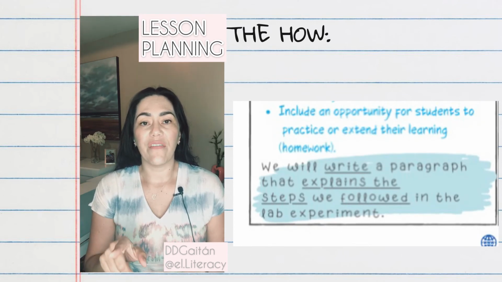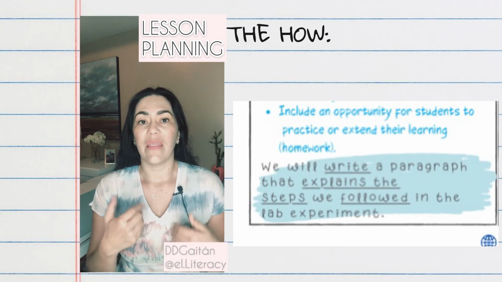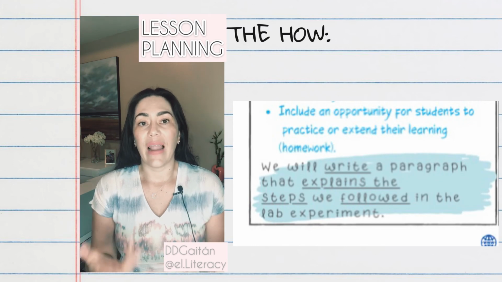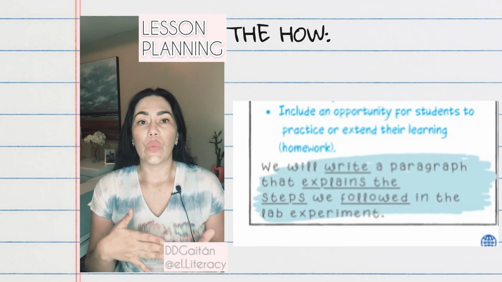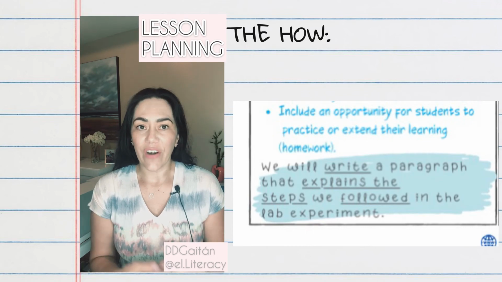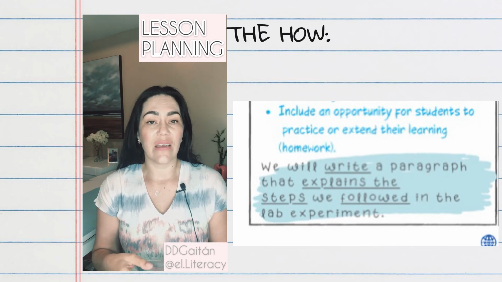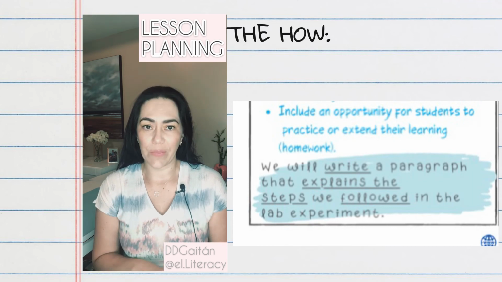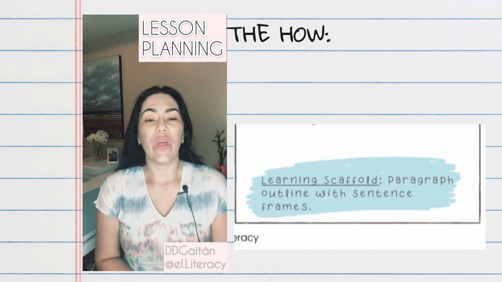We will write a paragraph that explains the steps we followed in the lab experiment. The language domain here is writing. The language function is explaining a process. The language structure needed is words that show sequence of events, or adverbs, and past tense verbs. And the language support I should provide my students is a word bank of adverbs of sequence and past tense verbs. As a scaffold for learning, I can provide my students with a paragraph outline with sentence frames.